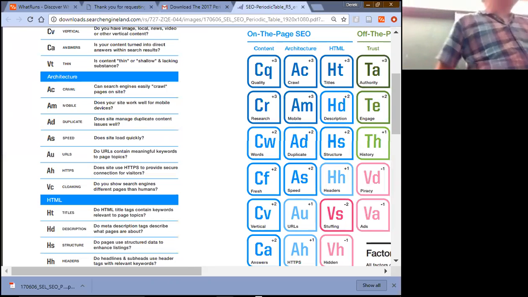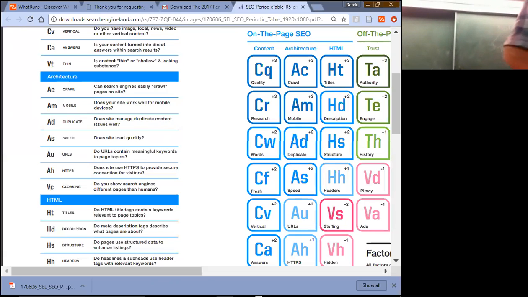Does your site work well on mobile devices? We talked about this last week about writing responsive websites that can be shown either on big screens or small screens. All of these are things that affect your search engine rankings.